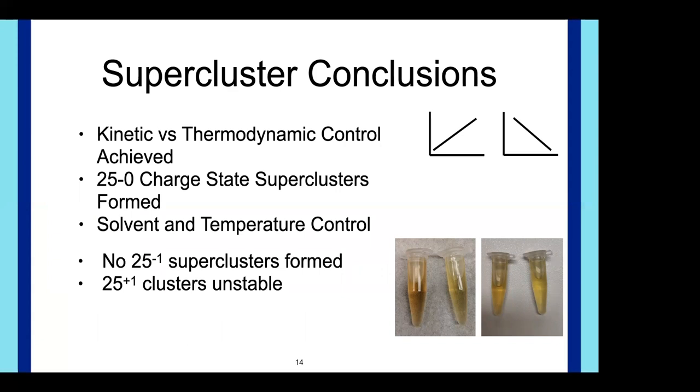Gold 25 in the -1 didn't form any superclusters. I attempted gold 25 in the +1 charge state, but with this hexane thiolate ligand that's fairly stable for gold 25, these clusters were very unstable and fell apart almost instantly after electrolysis and oxidation to the +1 charge state.